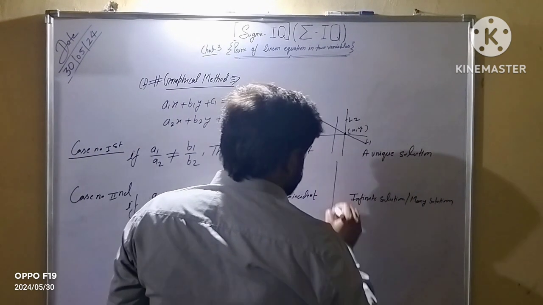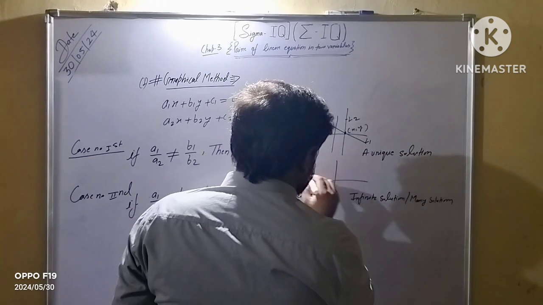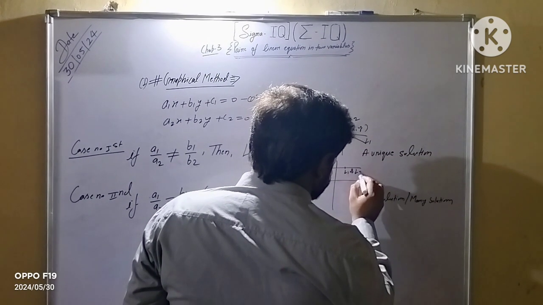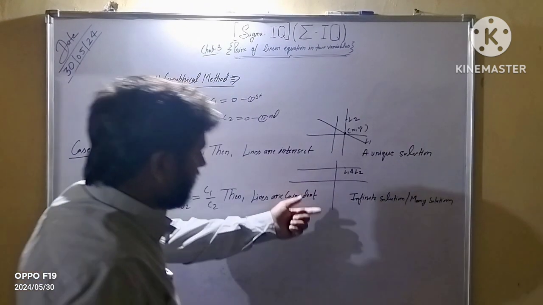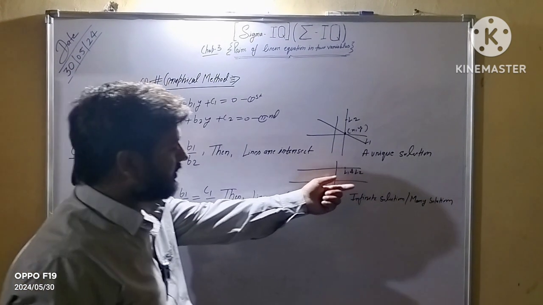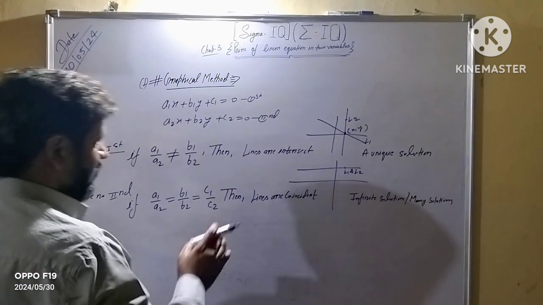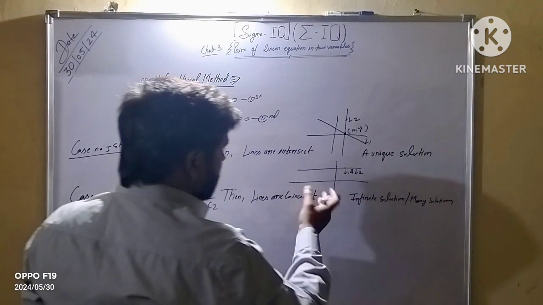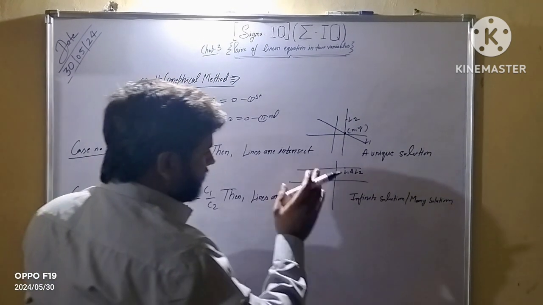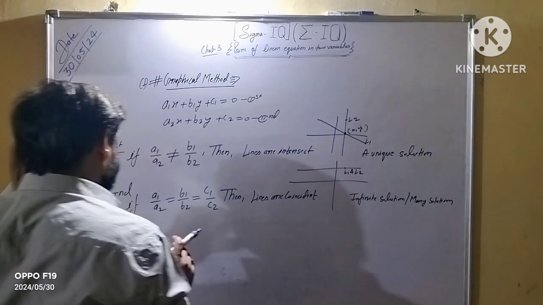See by graphically. In this case, the path of both lines are same. So both lines are coincident or overlap. In this case, infinite solution or many solution.